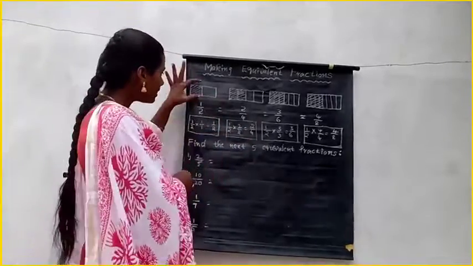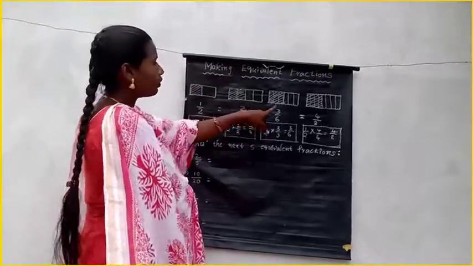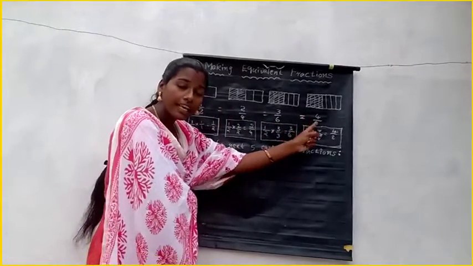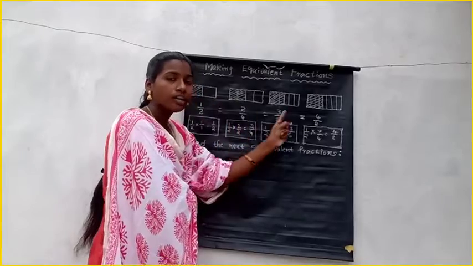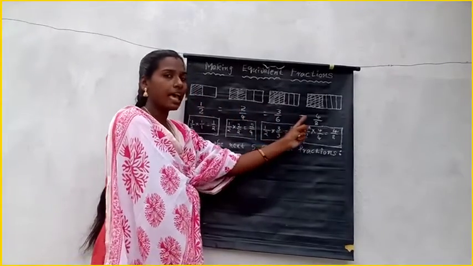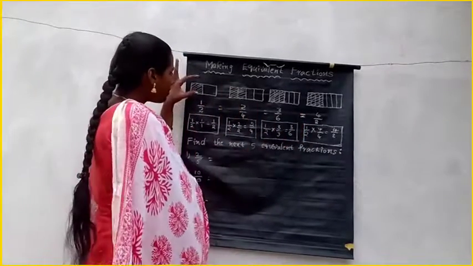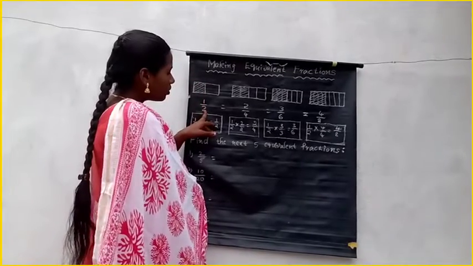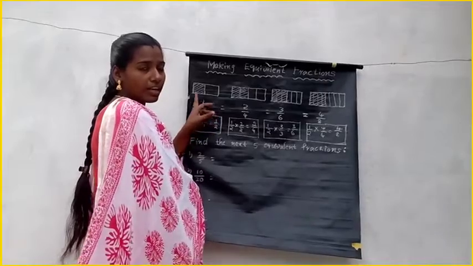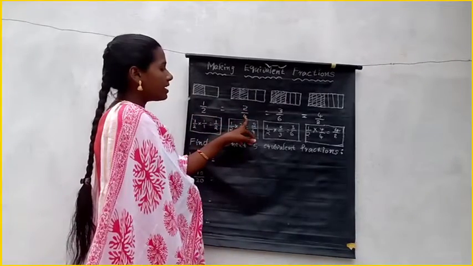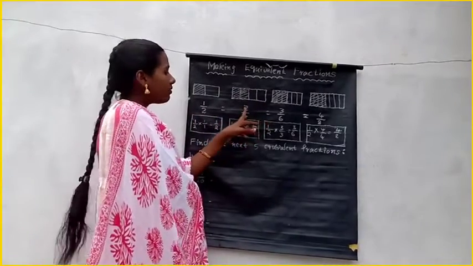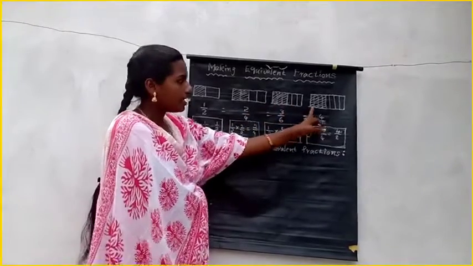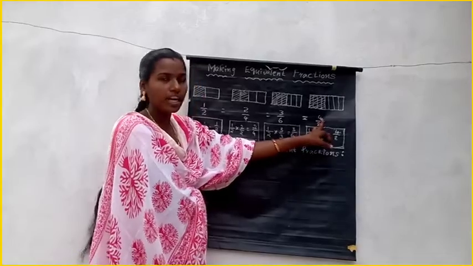See here, Nana. 1 by 2, 2 by 4, 3 by 6, 4 by 8 are equal, which is why I have written them. These fractions are all equal or the same in size. Observe carefully. In 1 by 2, there are 2 equal parts, and 1 is shaded. Here there are 4 equal parts, and we have shaded 2. Here there are 6 equal parts, and we have shaded 3. Here there are 8 equal parts, and we have shaded 4.